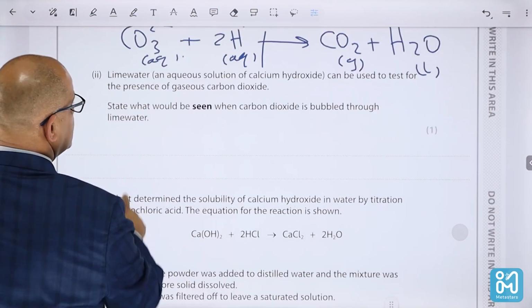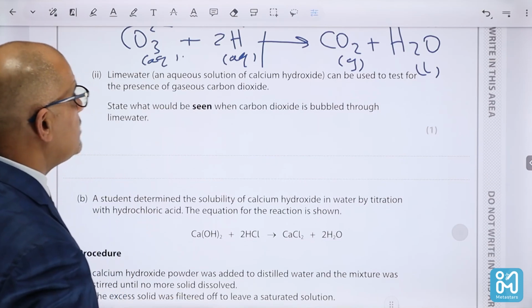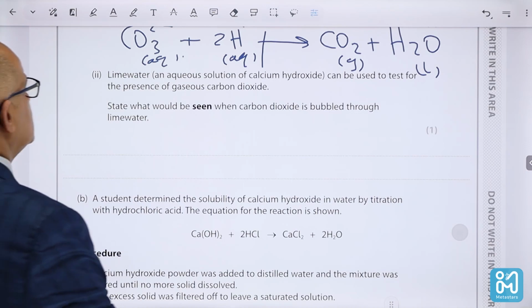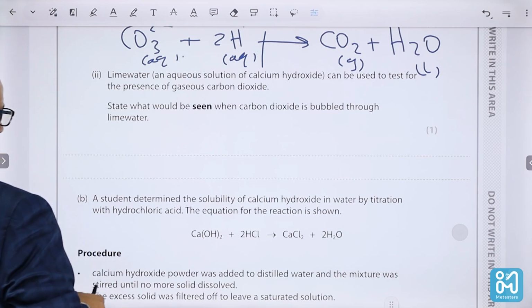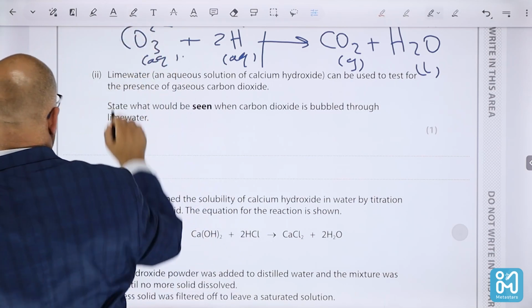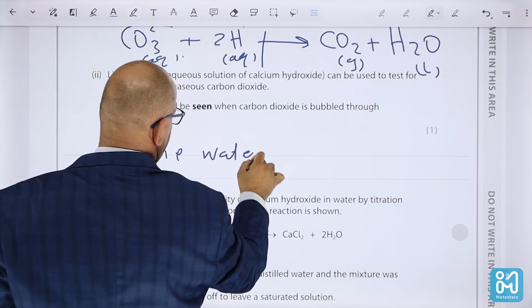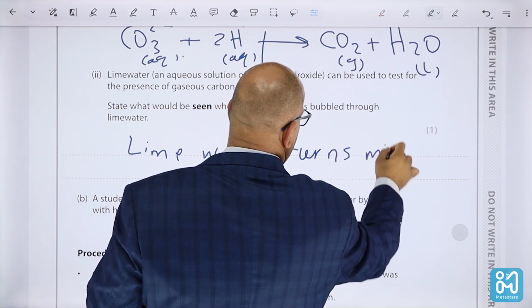Lime water, an aqueous solution of calcium hydroxide, can be used to test for the presence of the gaseous carbon dioxide. State what would be seen when carbon dioxide is bubbled through lime water. The lime water turns milky.